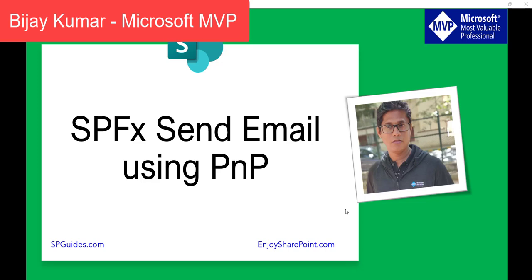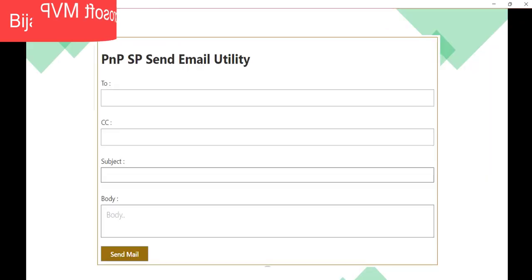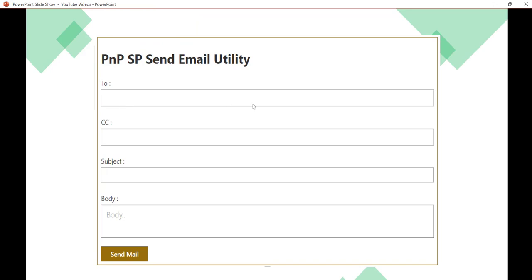In today's video, we are going to see how we can send email using PNP and SPFx web part. So basically for this particular example, we are going to create a screen something like this, where you can see a To text box. Basically it's not a text box, it's a people picker control, and then CC, subject, body like this.